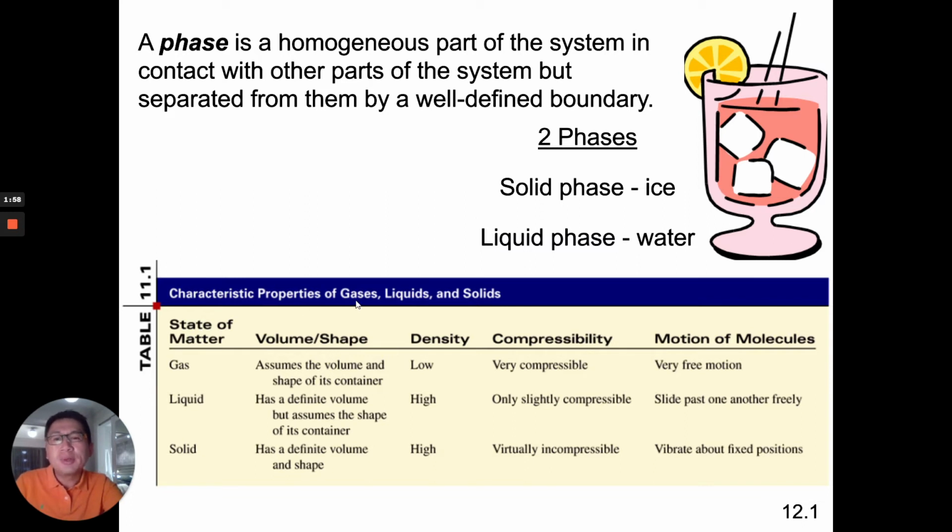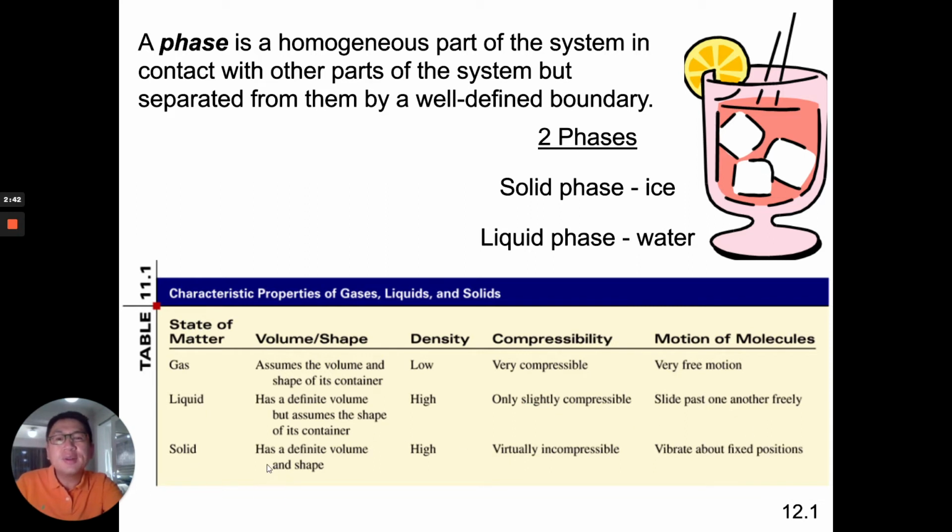There are some properties of solids, liquids, and gases that we know. Of course, gases take the shape and volume of their container. They're highly compressible, and the movement is very free motion. Liquids have a definite volume and take the shape of their container. They're only slightly compressible. If you had a gallon or a liter of water, you can't really squeeze it. I mean, it squeezes a touch. I don't want to say none at all, only slightly. You can't squeeze a liquid into a smaller volume in general. But the molecules can move and they slide past each other.